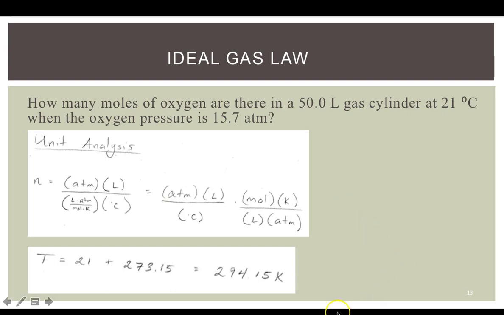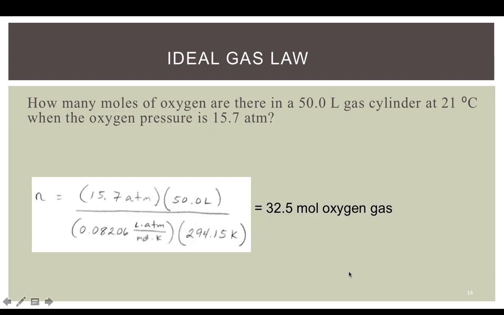And it looks like it didn't scan too well. Maybe you guys might see that. That's supposed to be a dot right here. So we're converting 21 degrees Celsius into Kelvin. It's 294.15 Kelvin, our new T.